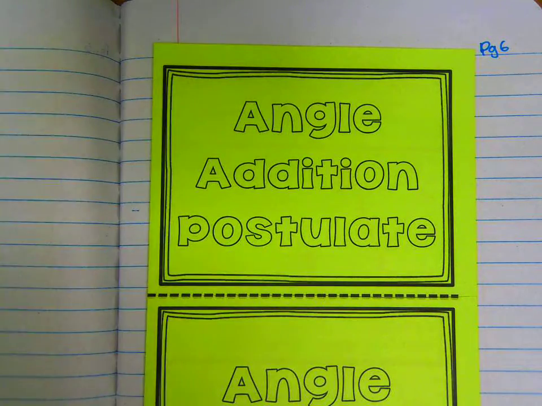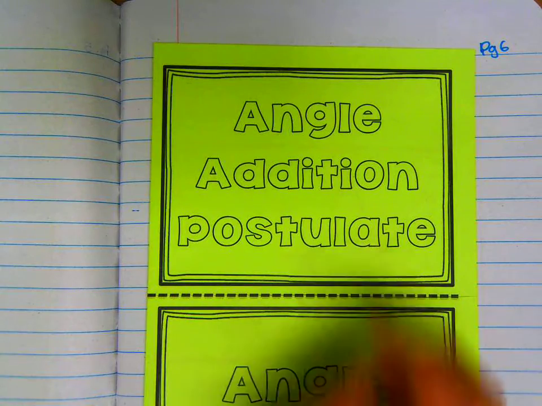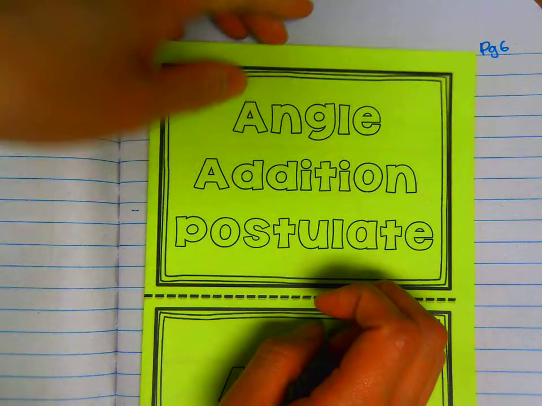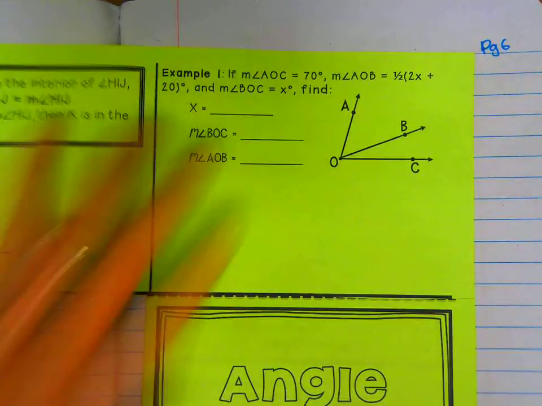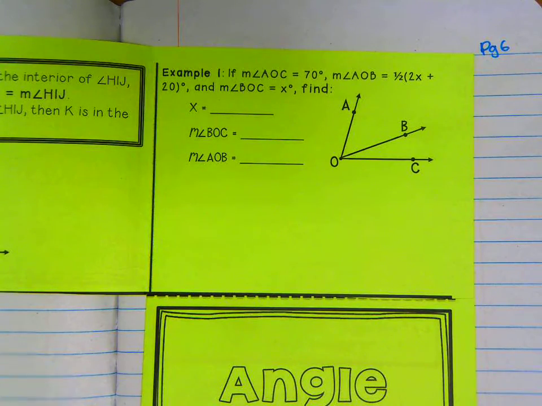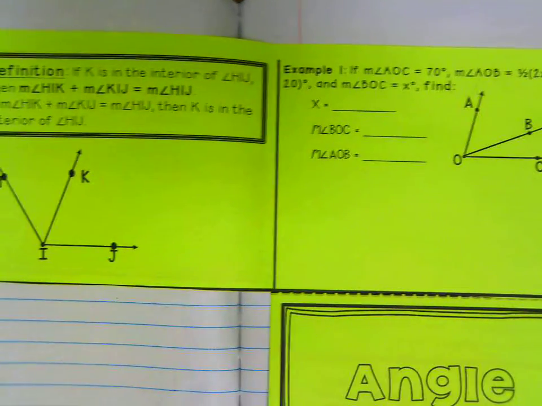Everybody take out the interactive notebook. I want you to turn to page 6. We're going to be looking at the angle addition postulate and angle bisectors. First thing we're going to talk about is the angle addition postulate. We already pasted it in your interactive notebook, so I want you to open it up. We're going to look at the definitions.